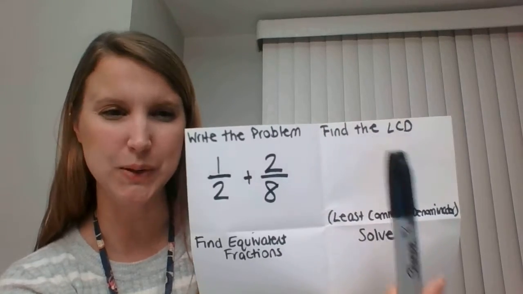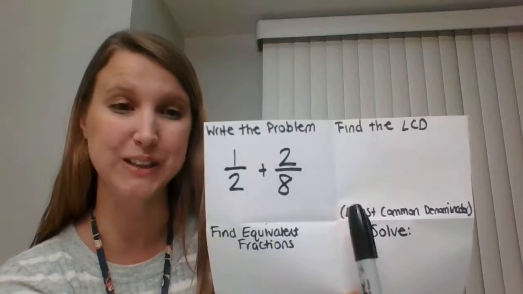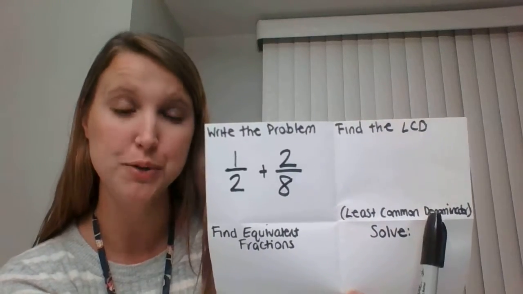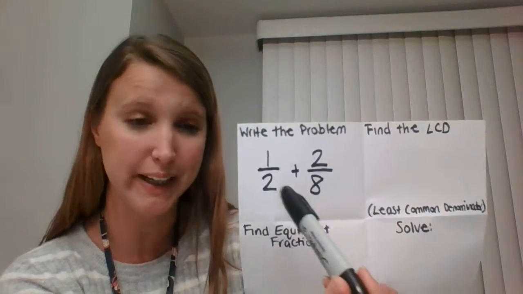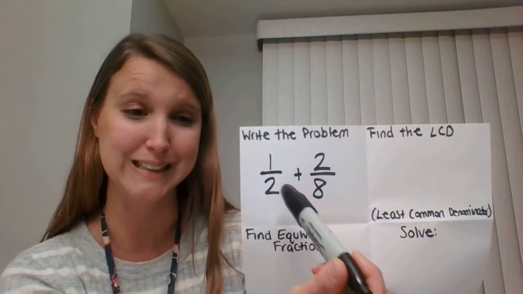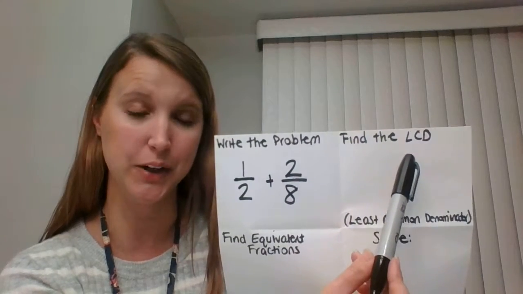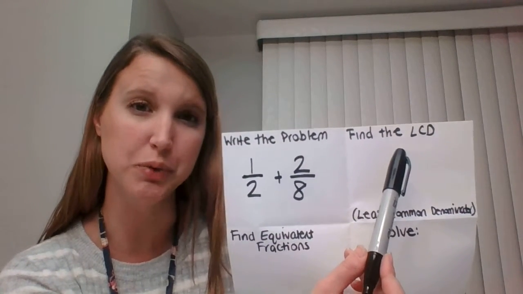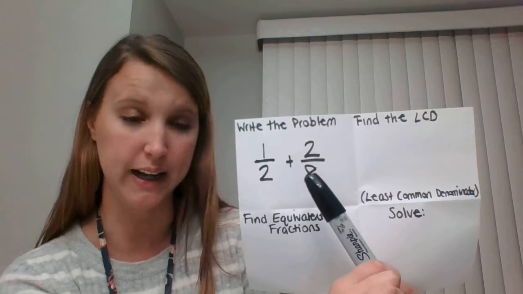It says find the LCD. Well, I wrote down below LCD stands for least common denominator. So remember I said the only way to solve this is when the denominators are the same. So we need to go ahead and figure out how we can get these denominators to be the same. And that's by finding our least common denominator. Our least common denominator is also known as our least common multiple. So what I'm going to do at this time is find my least common multiple of 2 and 8.